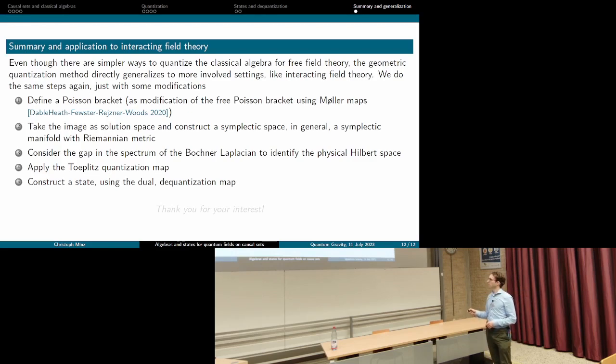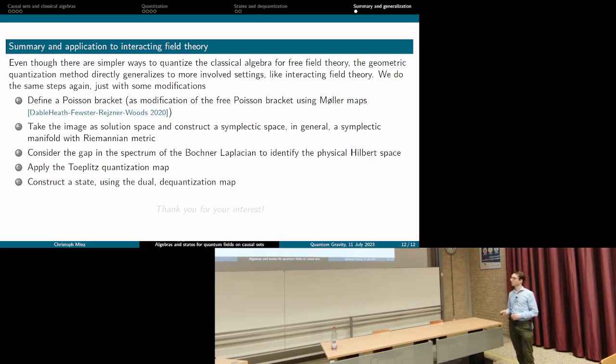So you can take again the image of the solution space, and then you can define a symplectic space. In the case of the interacting field theory, of course, this symplectic space is now a symplectic manifold. So it's a bit more complicated, but we can still use this spectral condition that we have seen to single out the physical Hilbert space. And with this, we can then use the Bochner Laplacian, and then we can go to this physical Hilbert space and use the projector to that to define our quantum algebra.